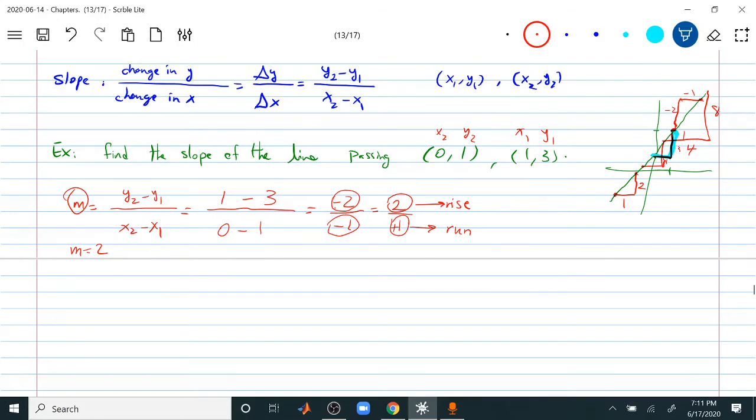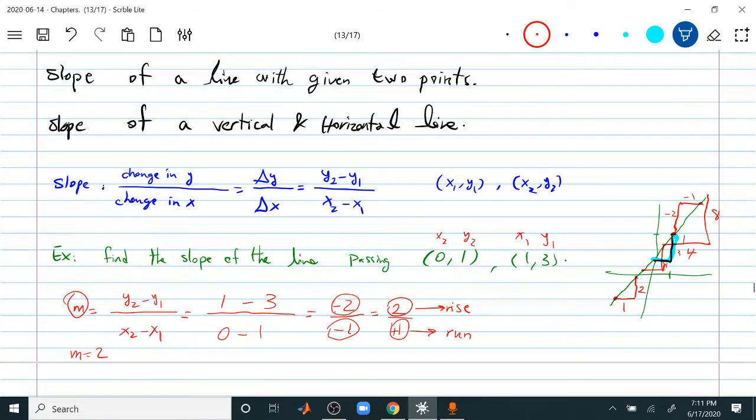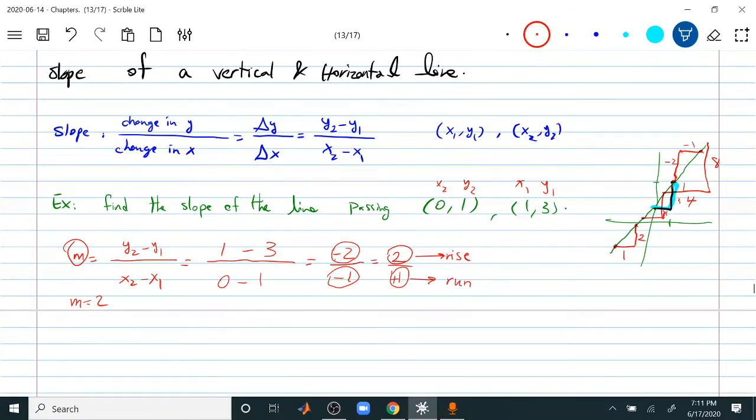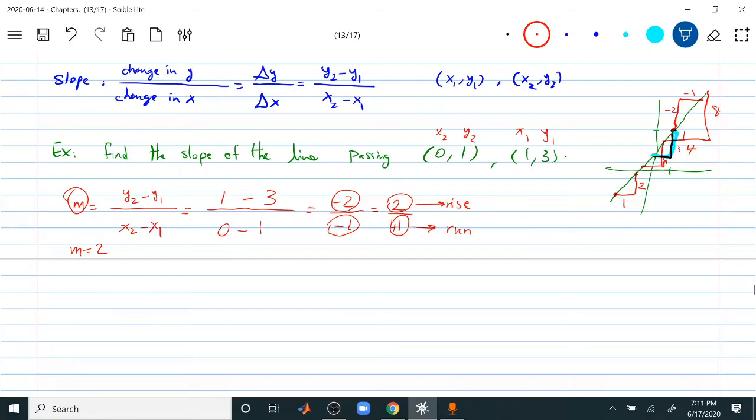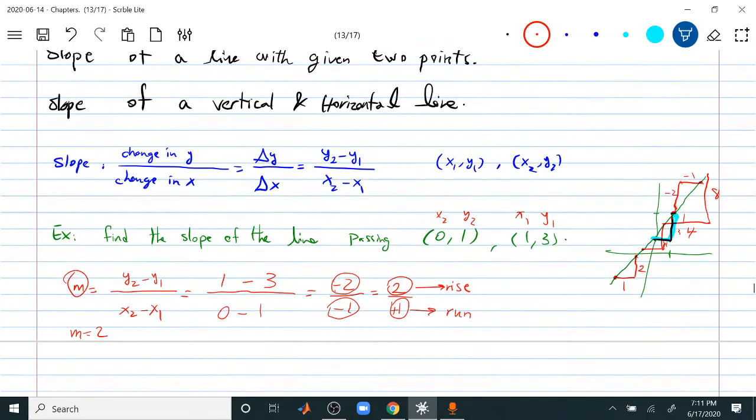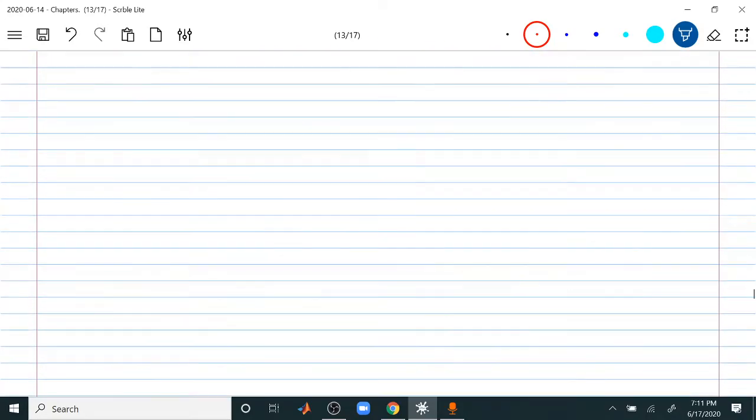Okay, so we already calculated 2 divided by 1. So the slope of a line passing through 2 points is just calculating the difference in the y's divided by the difference in the x's. That's it. It's just one constant. What if the line is vertical or horizontal? If you remember 2 minutes ago, I mentioned y equal to c, the horizontal line.